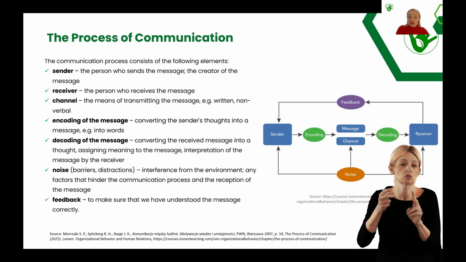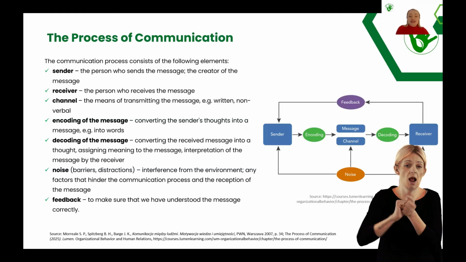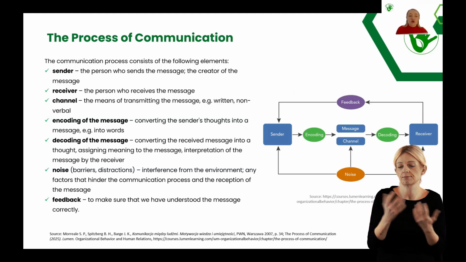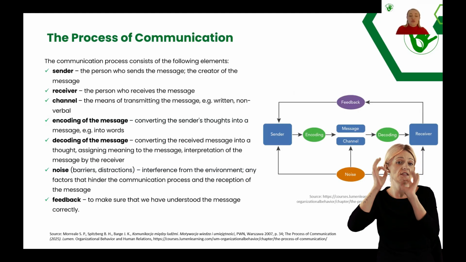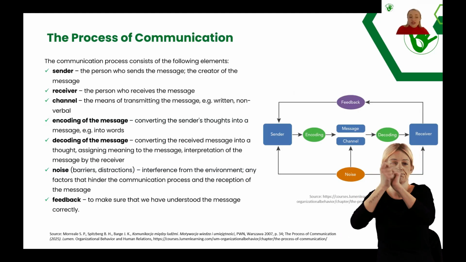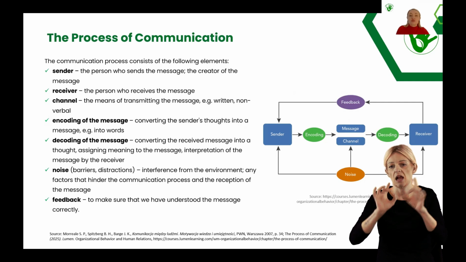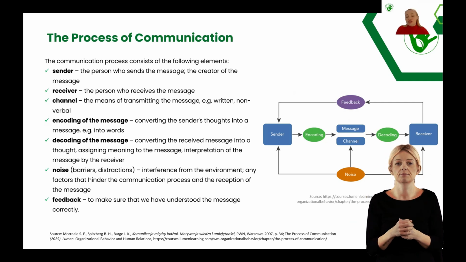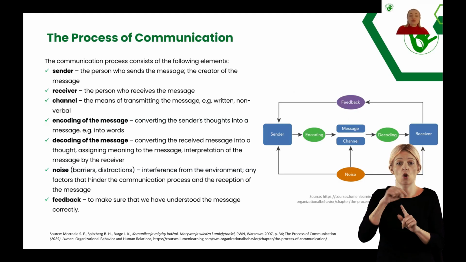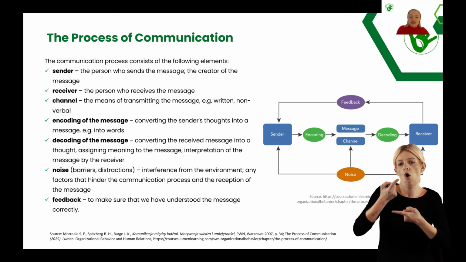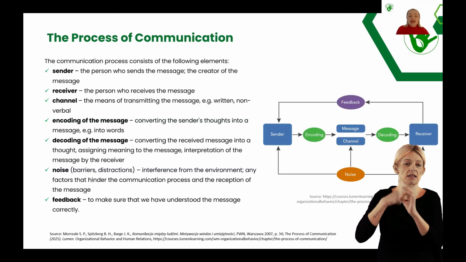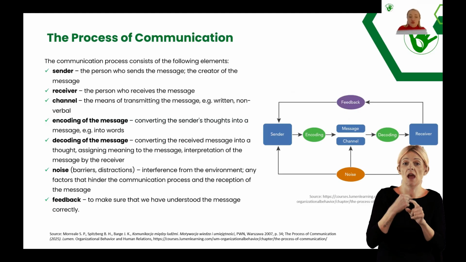What happens in the communication process? On the sender's side, the message is encoded, so the sender's thoughts are converted into a message. The signs, gestures, emails, text messages, or other forms of messages. On the receiver's side, the reverse process takes place, so decoding of the information. So the receiver reads, sees the message and gives it meaning, interprets it.